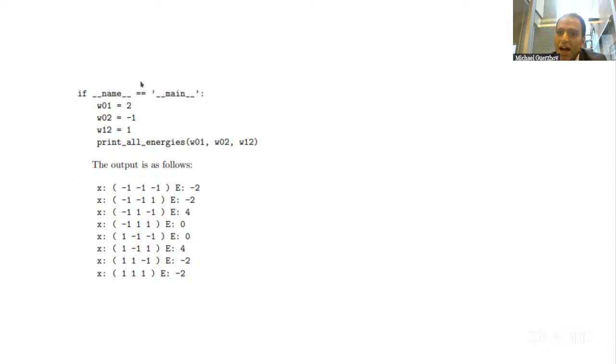Now, this is a little bit different from what you saw in lecture. We are setting the weights like this, and then we're saying print all energies, and that prints out the energies that correspond to every possible x. So x is the vector x0, x1, x2. And you see that the minima are this guy, and this guy, and this guy, and this guy.